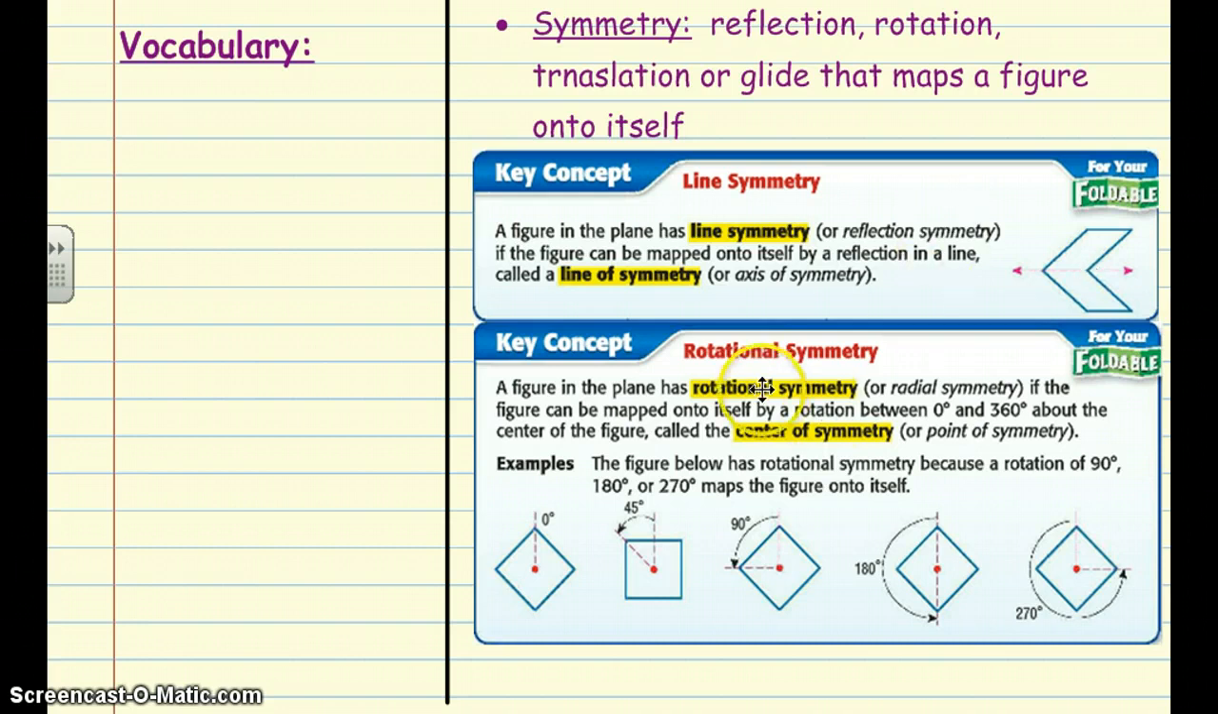The next term is rotational symmetry. With rotational symmetry, instead of drawing a line like line symmetry, we look to see at what angle we can rotate a figure so that it maps on top of itself. We call that point the center of symmetry. Down here with the square, there are a bunch of different ways we can rotate it so it ends up landing right back on itself.